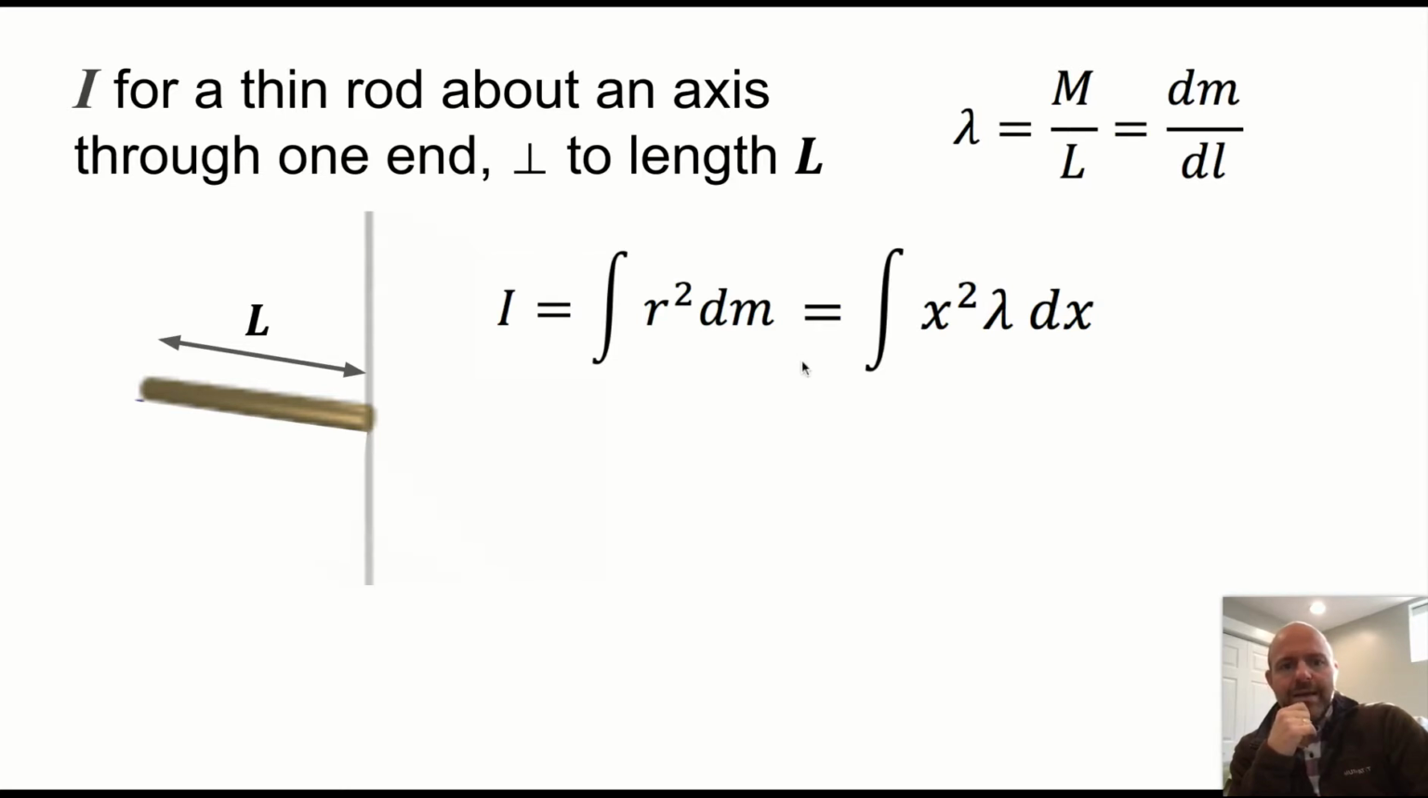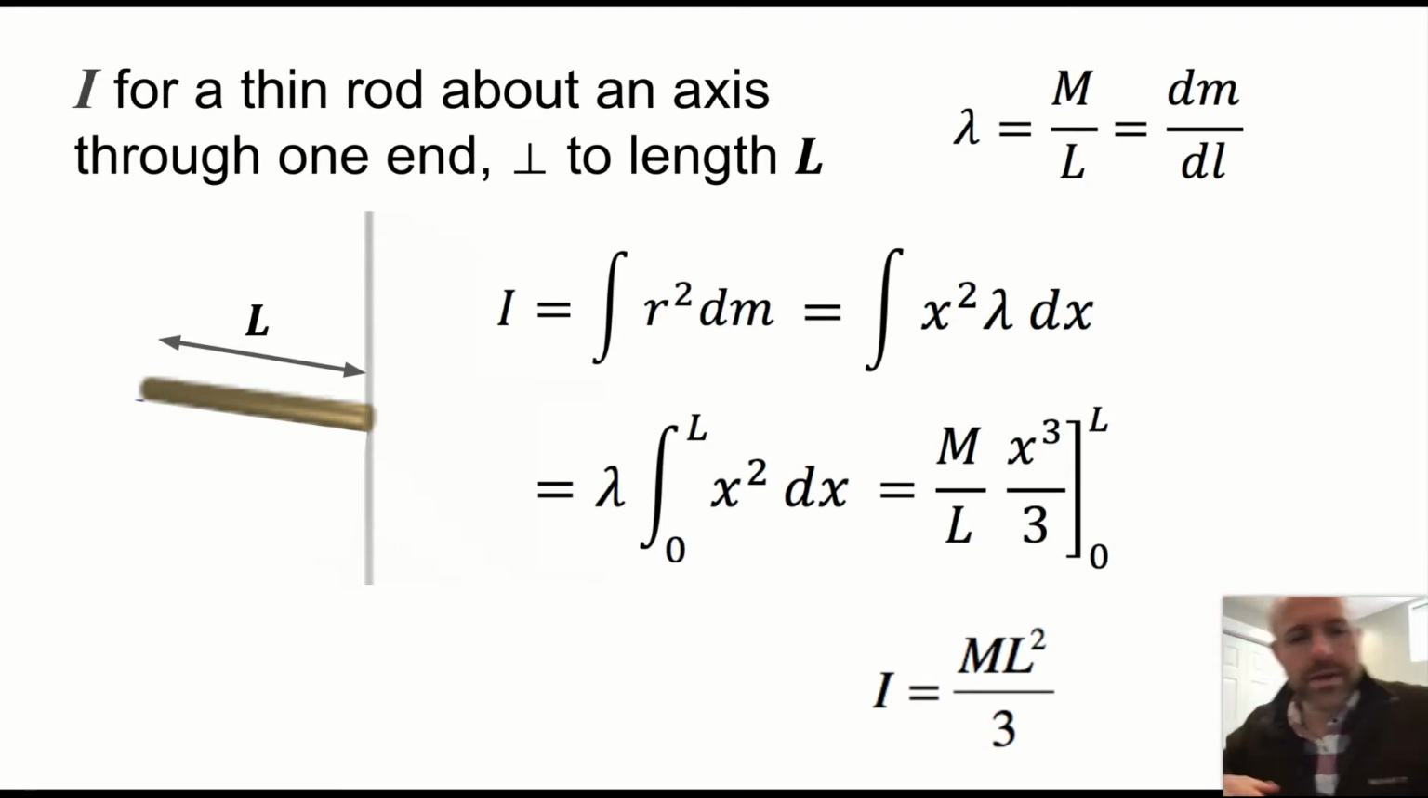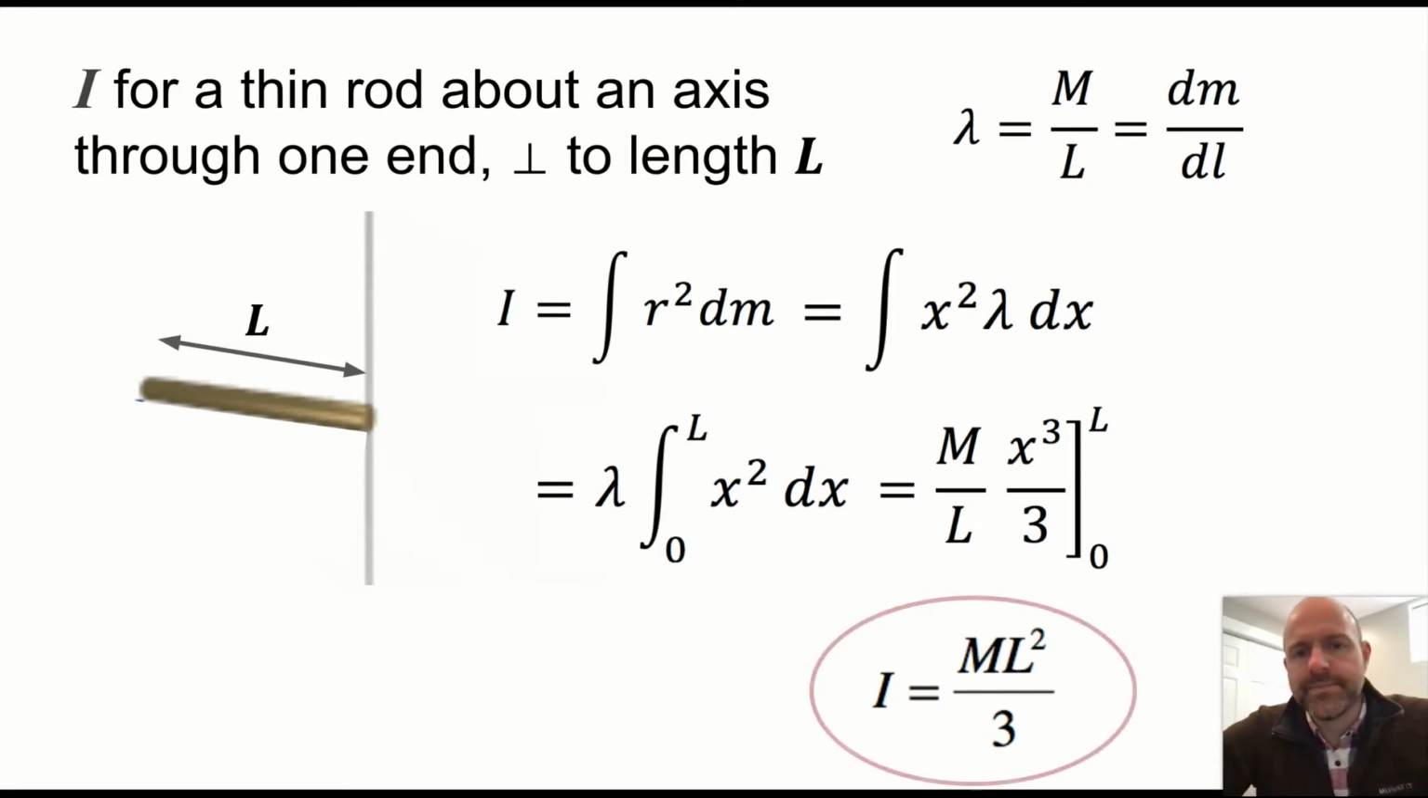So we end up with r squared dm becoming x squared lambda dx. And we end up with the integral from 0 to L of x squared dx multiplied by lambda. Plug in the values, and we end up with ml squared over 3, which is exactly what you would find if you were to look up this formula. So 1/3 ml squared in this case.